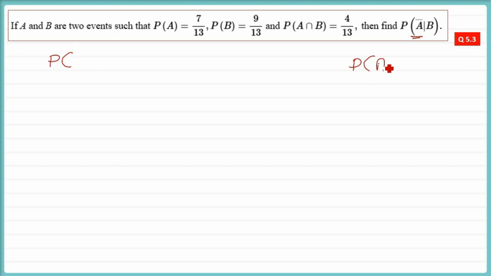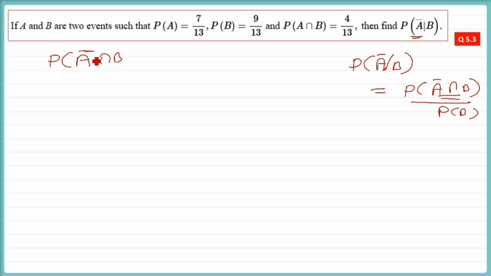So the probability of A naught by B is simply P(A naught intersection B) divided by P(B). This is the formula we are going to employ, and please keep an eye on it because I'm going to directly use it. So we need A naught intersection B, or A complement intersection B. Now A naught intersection B, you know the formula of this.